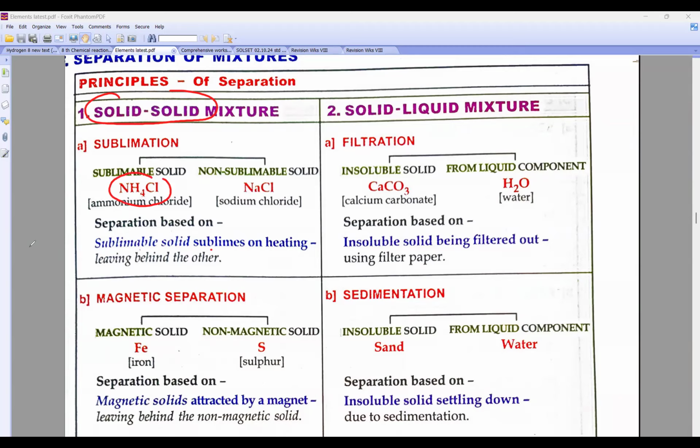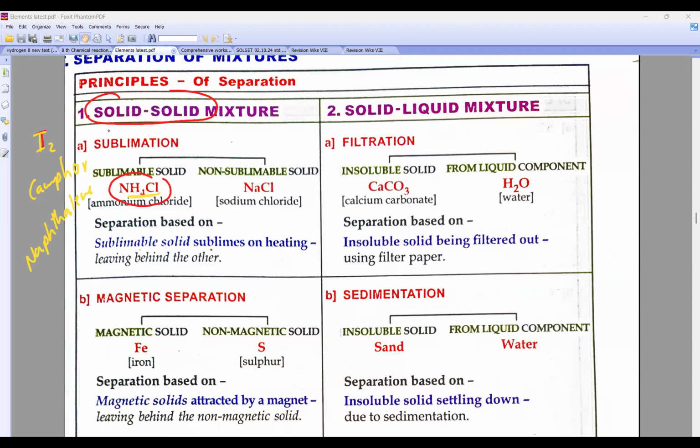So now which substances should you remember by name? Iodine is a sublimatory substance. Then you should know camphor is a sublimatory substance. Naphthalene is a sublimatory substance. Naphthalene balls we use in washrooms and all. Then ammonium chloride is a sublimatory substance.